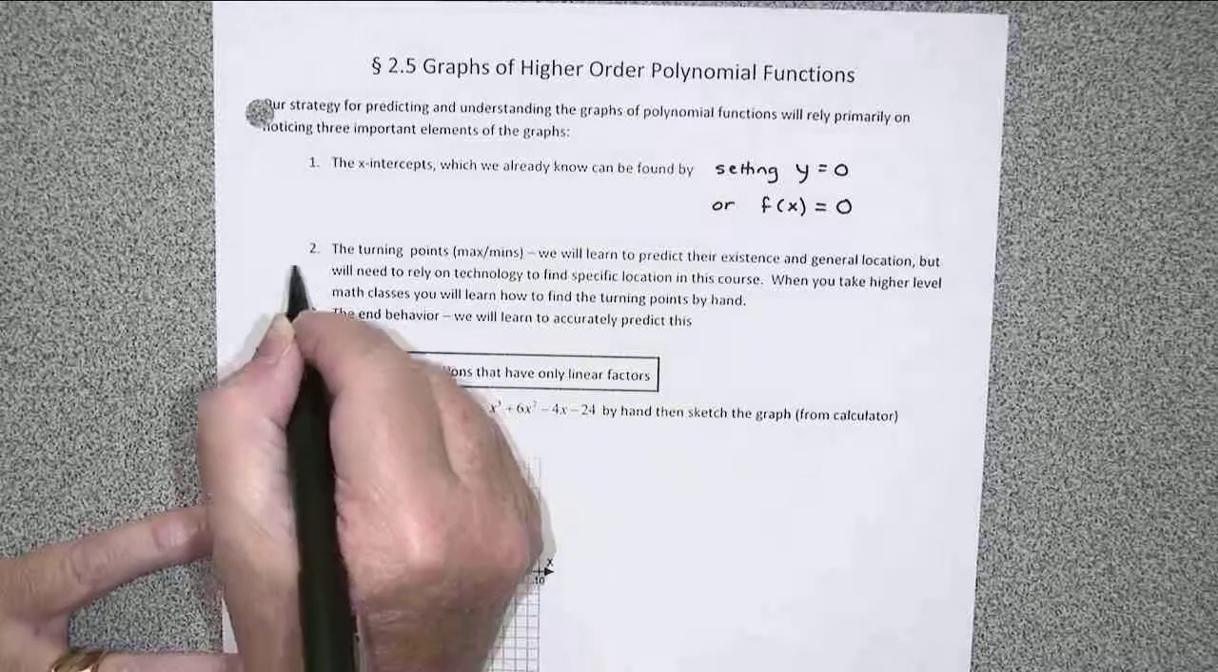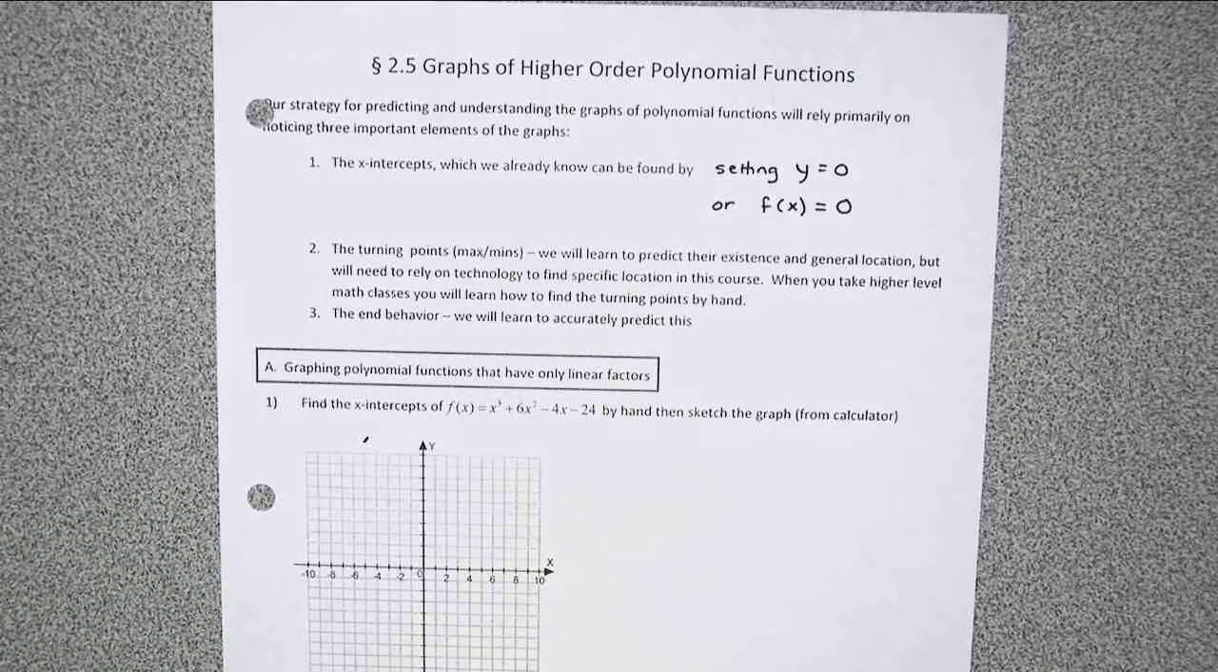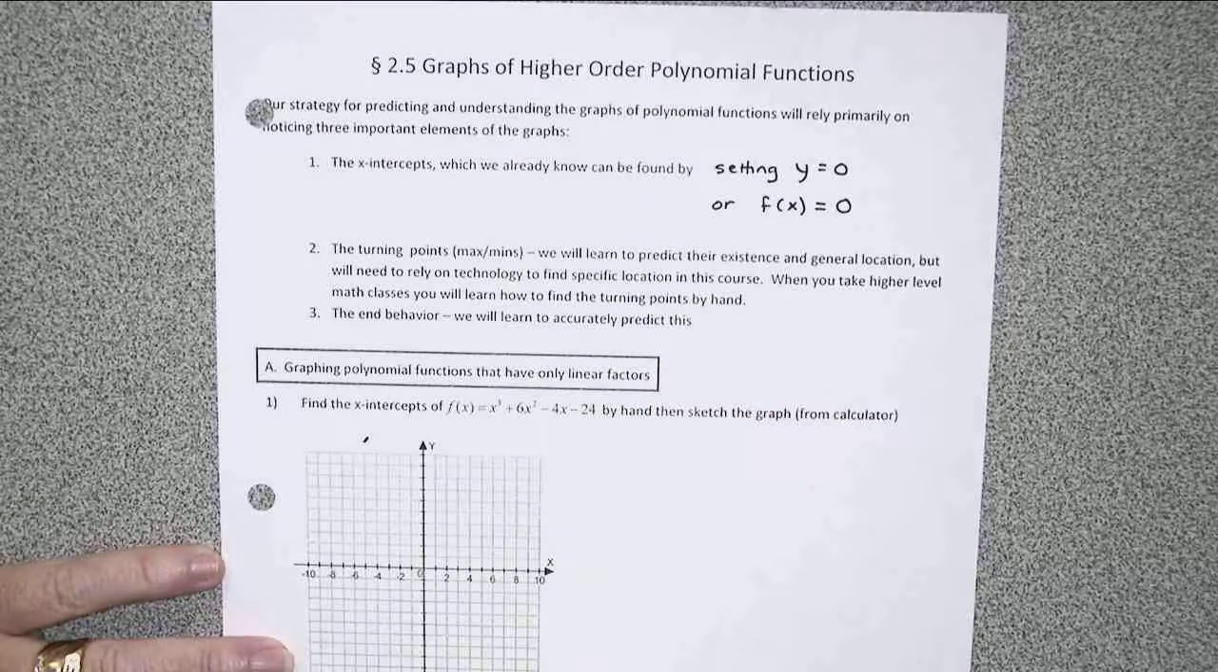The second thing that we're going to focus on is the turning points, or maximum and minimum points. Although we're not quite ready to learn exactly how to find where they are by hand, we will learn to predict their existence, and also their general location. We'll still use a calculator or possibly a computer, Desmos type graph, to actually find them.